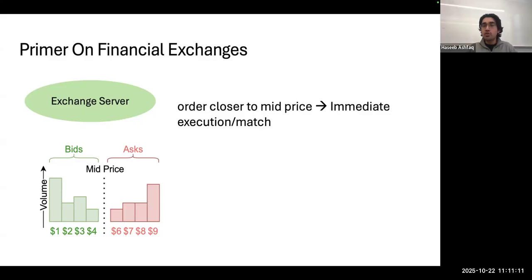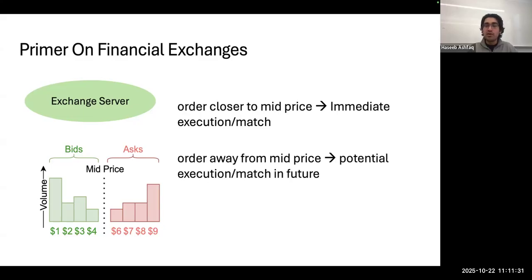Orders whose price is closer to the mid price have a higher chance of immediately getting matched. For example, if a bid arrives at $4 or $5, it has way higher chances of getting matched compared to a bid which arrives for price $1. Orders away from the mid price will potentially be matched in the future when the mid price moves closer to them. For example, if all the bids at price levels 2, 3, 4 are exhausted, then the bids from price level 1 will be chosen for execution. So the positions in these price levels matter.